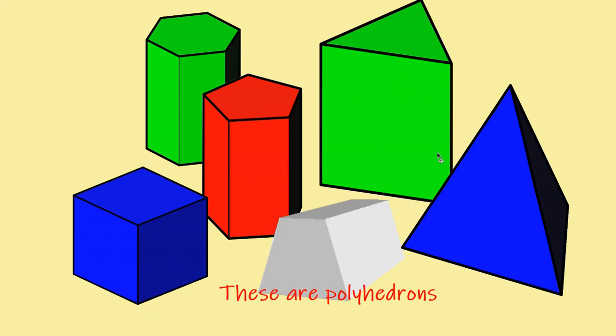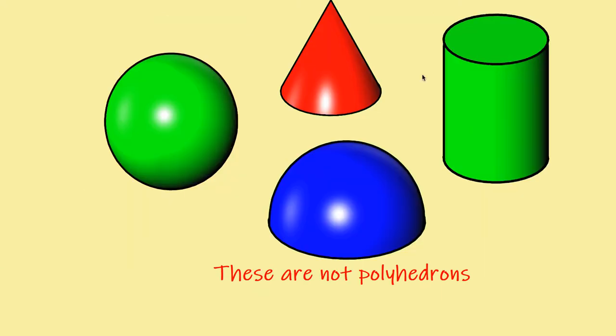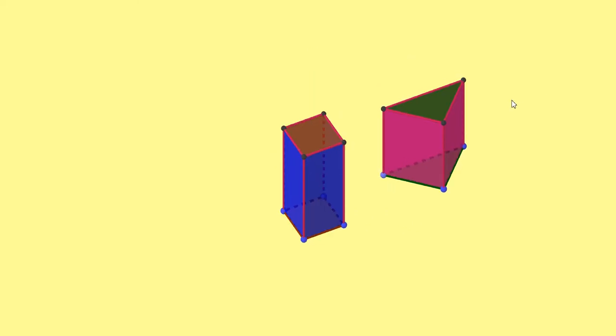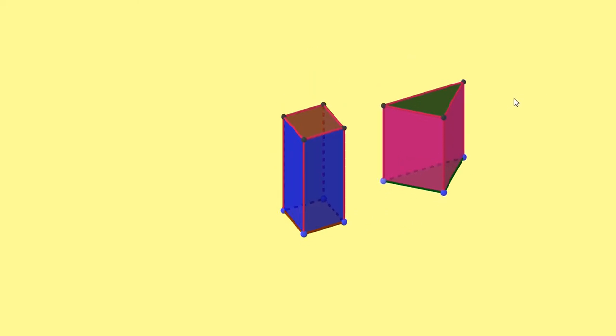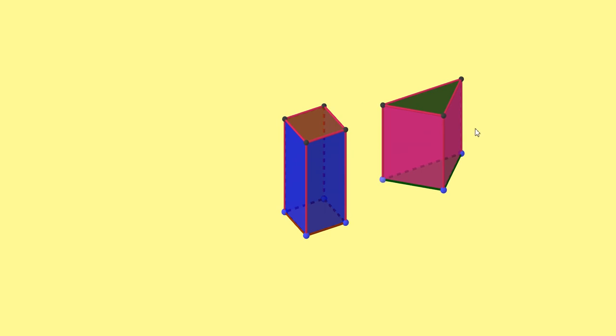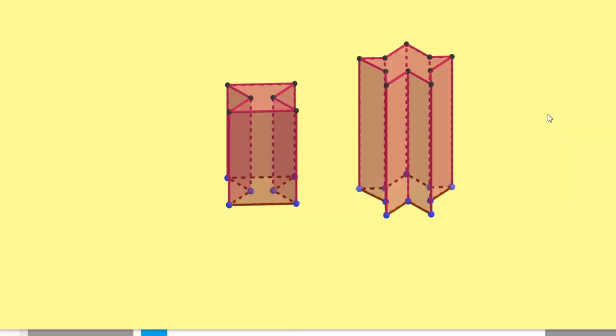Here you can see these are all polyhedrons, but these solids are not polyhedrons because they are not made up of polygonal regions. Now again look at these polyhedrons. As in the case of a convex polygon, this we can call a convex polyhedron. So these are convex polyhedrons.